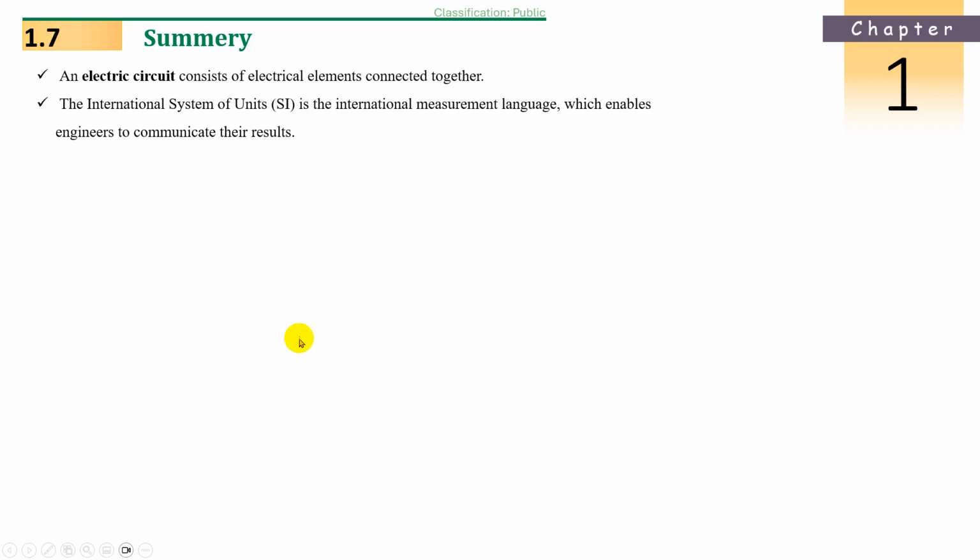Like SI units, kilometers, meters. These are SI units. Now, current is the time rate. What is the current? I is equal to dq by dt. Time rate means change in time. Time rate of change of charge is nothing but your current.